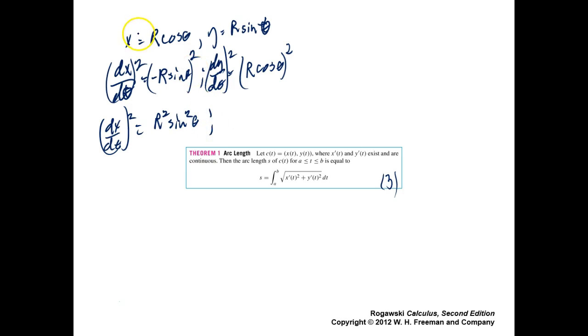What is your derivative there? R squared. The derivative of cosine squared is, oh man. R squared, we've already taken the derivative, sorry. R squared cosine squared theta. Okay.